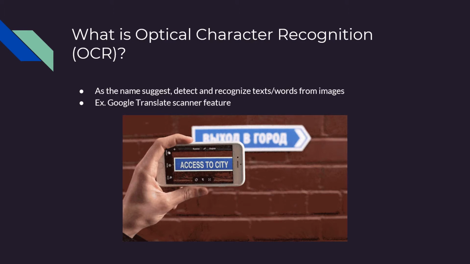Optical character recognition, short for OCR, detects and recognizes text and words from images. When it comes to designing an end-to-end solution for OCR, the neural network's task is usually divided into two: text detection and text recognition, where text detection locates areas in the image where texts are found, and text recognition scans those proposed areas and recognizes words. One popular example would be the scanner feature of the Google Translate app, where the app translates words into the language of your choice on the fly.